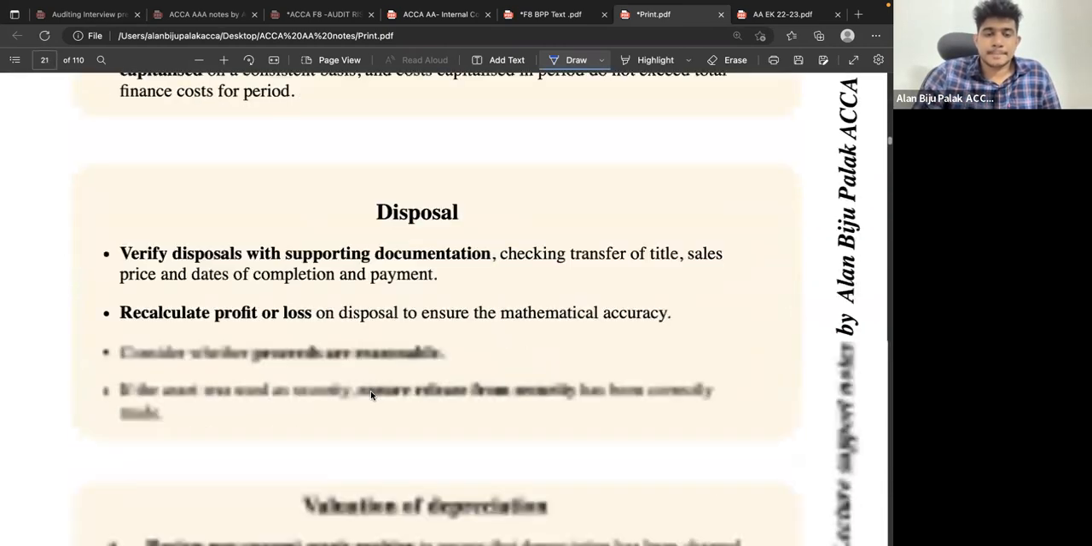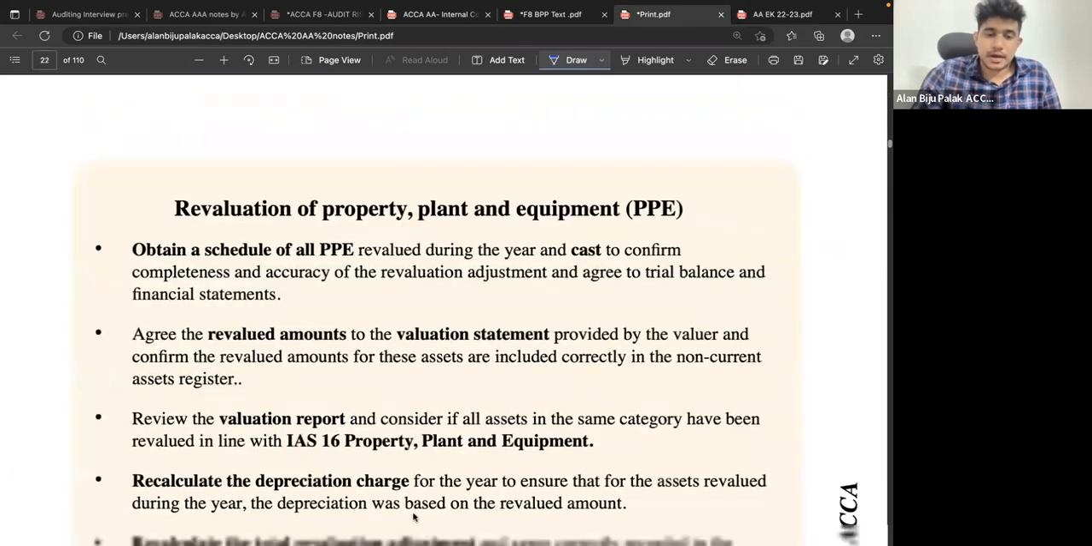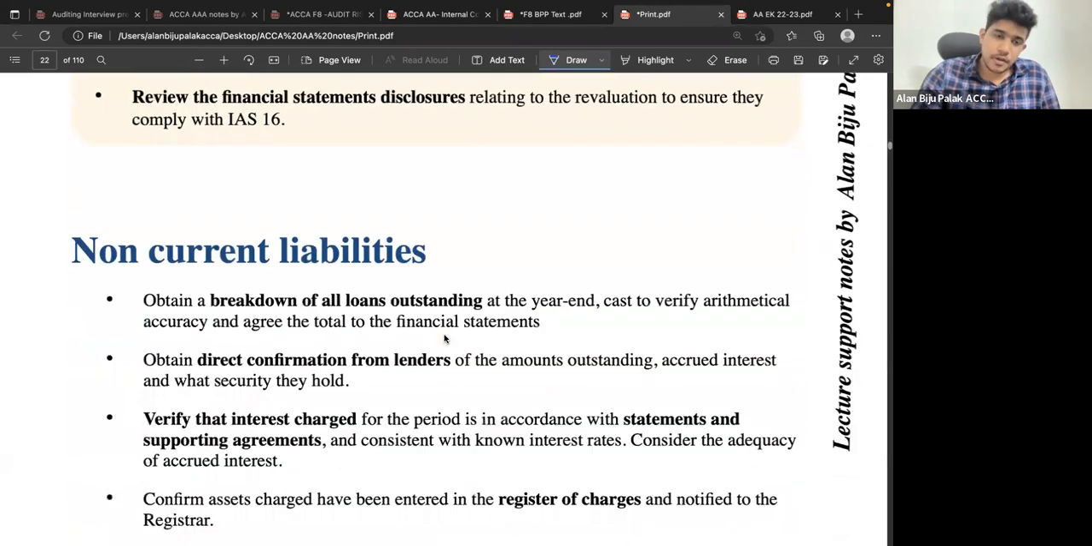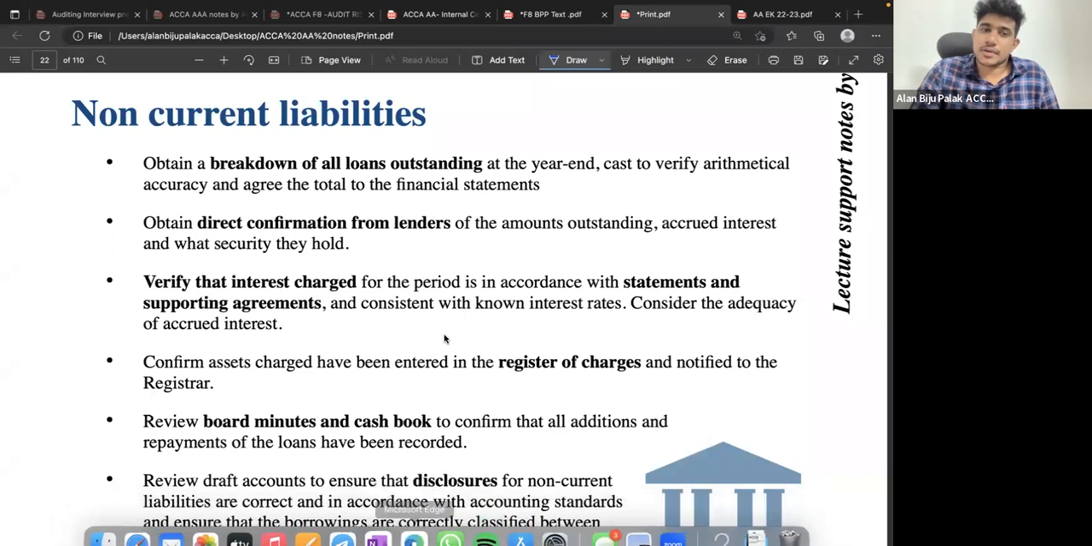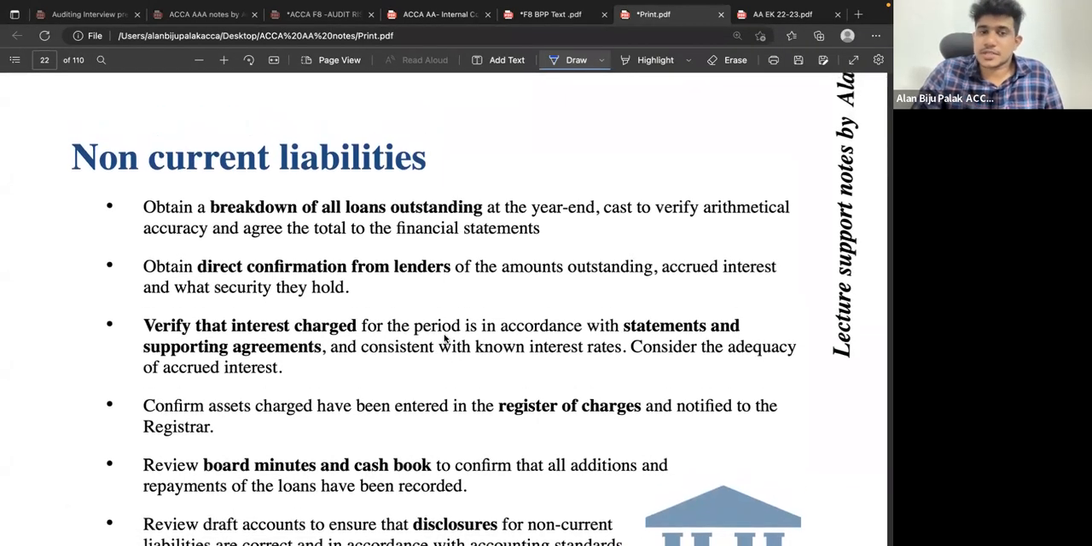Then, non-current liability. As we already discussed in our regular session, most probably you might not get a question to write substantive procedures in relation to non-current liability, but still you can get a question for writing substantives for the long-term loan. Well, we know that any loan that has to be repaid over a year will be treated as a non-current liability, or any debts that have been taken by the company which need to be repaid over a period of 1 year should be treated as non-current liability.